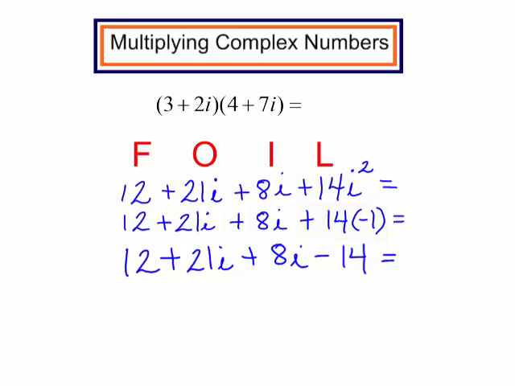I will now combine the real parts, and then I will combine the imaginary parts. Positive 12 and a -14, that will be -2. Positive 21i plus 8i will be a positive 29i. My answer when I multiply these two complex numbers is -2 plus 29i.